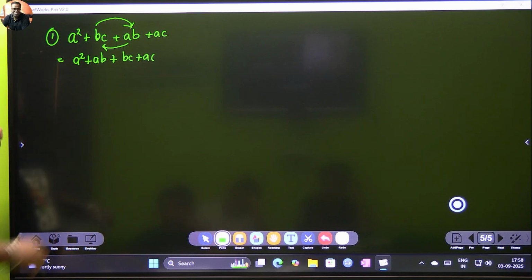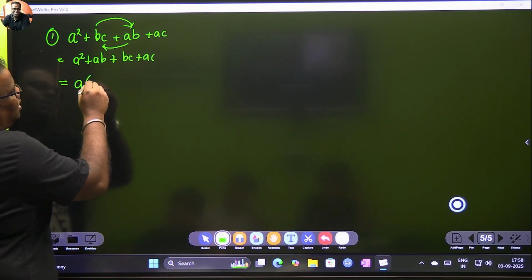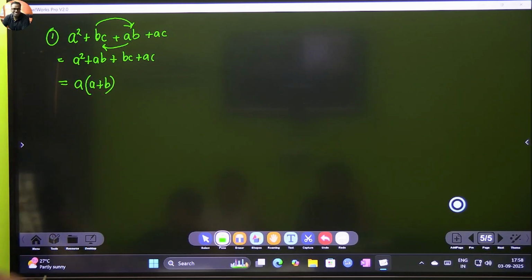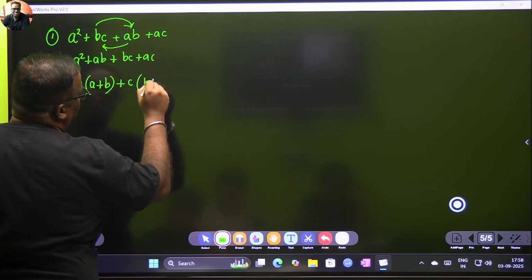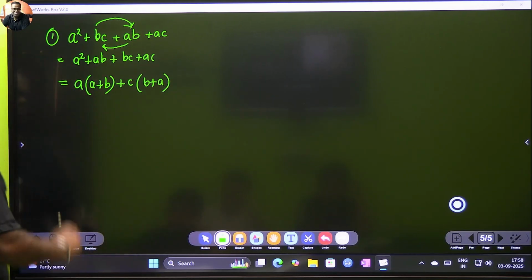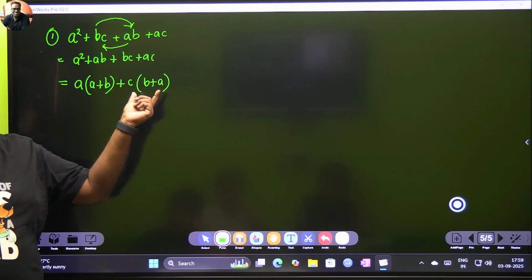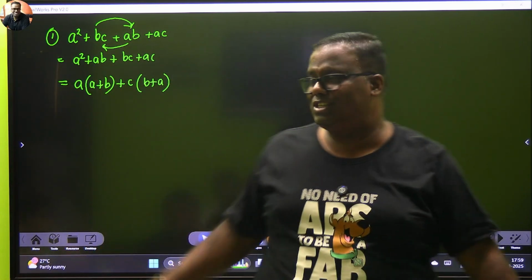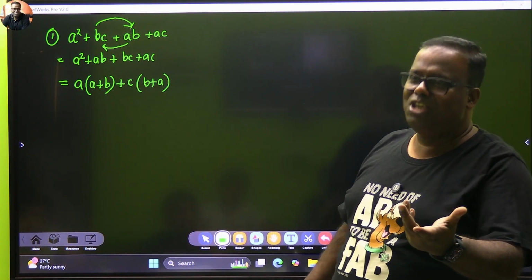So let's see now. For example, I have taken A common from here. What do I get? A plus B. Do you agree? Very good. And if I take C common here, I get B plus A. Understood? This is God and this is dog, that's what I'm saying. Doesn't make any difference for us. A plus B and B plus A are the same, my child.